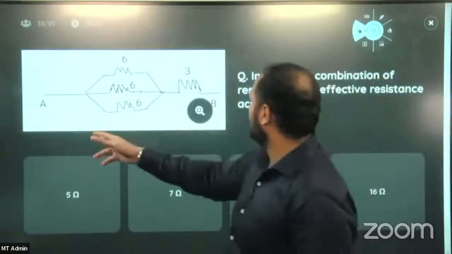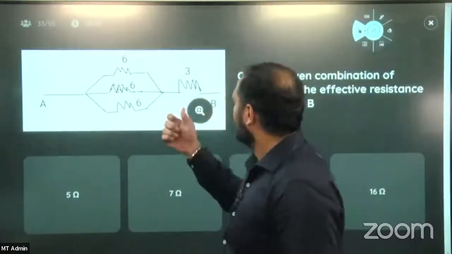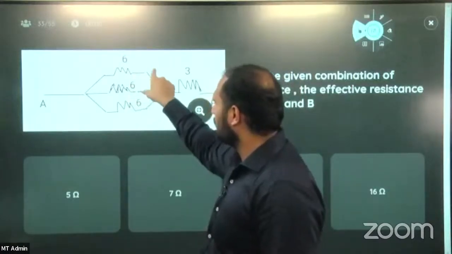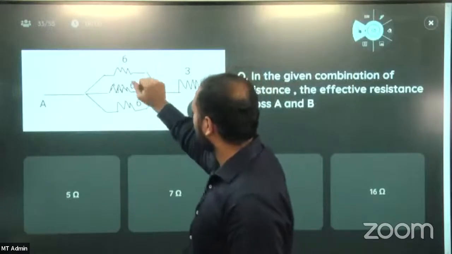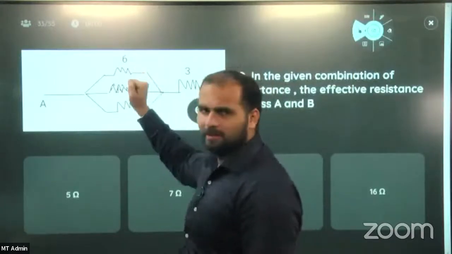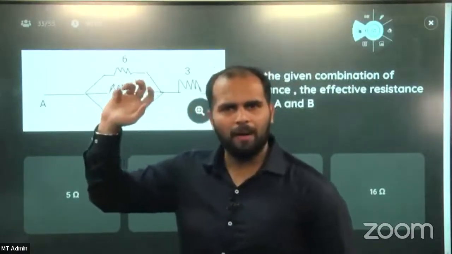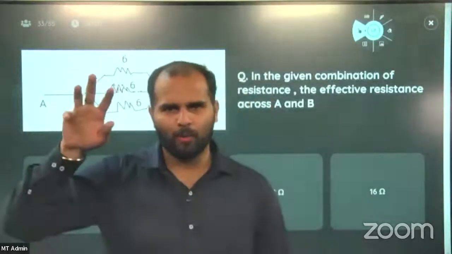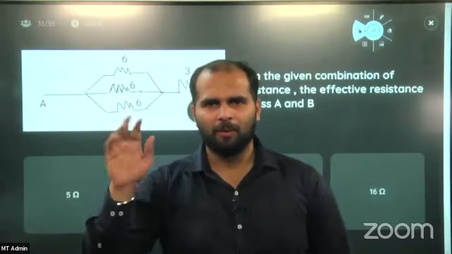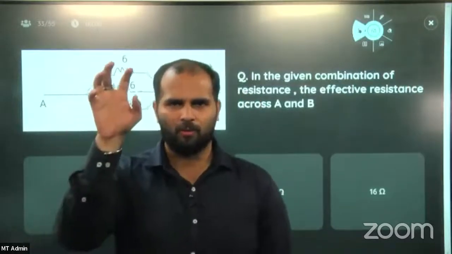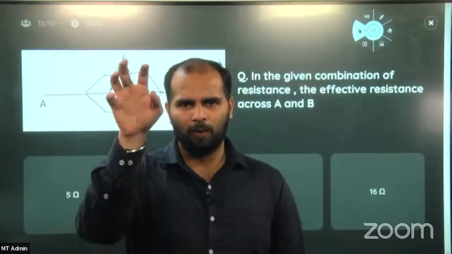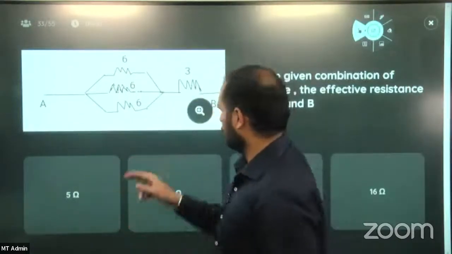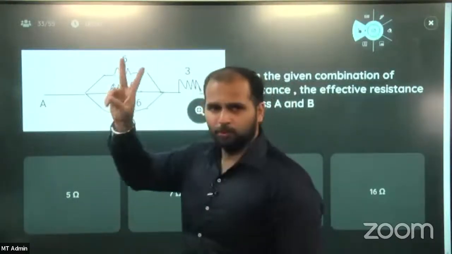A is this point and B is this particular point, right? By the way, here there is a connection, okay? It is not that it is not connected. It has a connection over here. So this 6 and this 6 are connected in parallel, right? And we know that whenever the same amount of resistance is connected, the net resistance is resistance of one resistor upon total number of branches. That is 6 upon 3. So the net resistance of this network is 2.